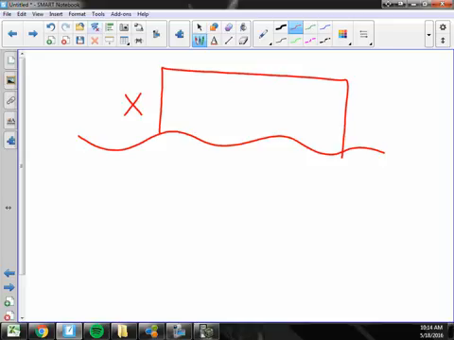Hey, and who said the river was straight? What if the river was curved? Right? Anything can happen.